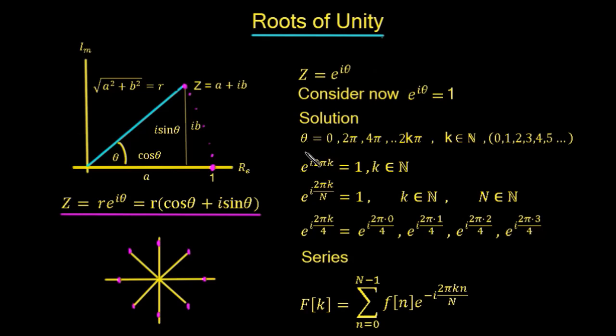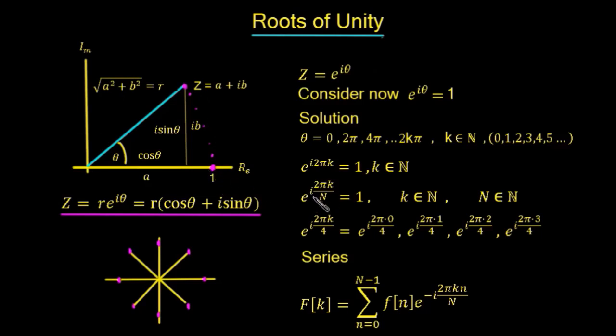So it means that another solution would be 2 pi, and then another solution would be 4 pi, 6 pi, 8 pi, etc. So in general, the solution to that would be 2k pi, where k is a natural number, that's 0, 1, 2, 3, 4, 5. So we can start off at this point 1, and we can go around the circle 2 pi, 4 pi, 6 pi, and so on and so forth.